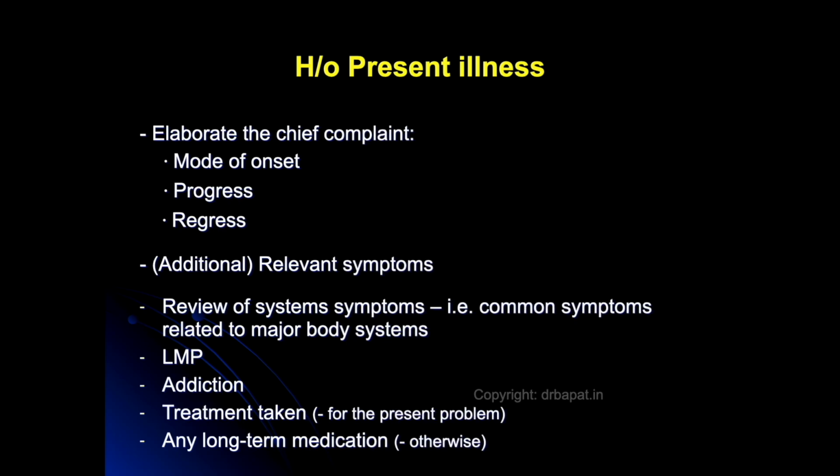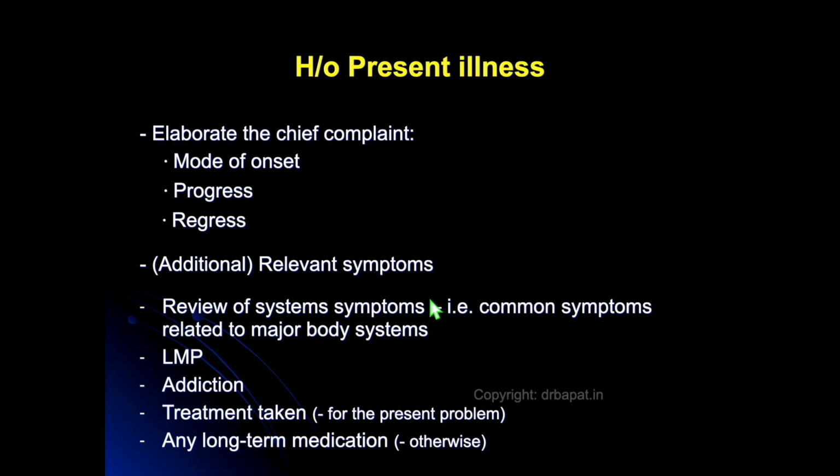History of present illness is the crux of interrogative history. You must master the technique to unfold the history of present illness. This is the way it goes. Elaborate each chief complaint by asking its mode of onset, progress, and regress. Ask additional relevant symptoms. The relevant symptoms logically will vary from case to case.